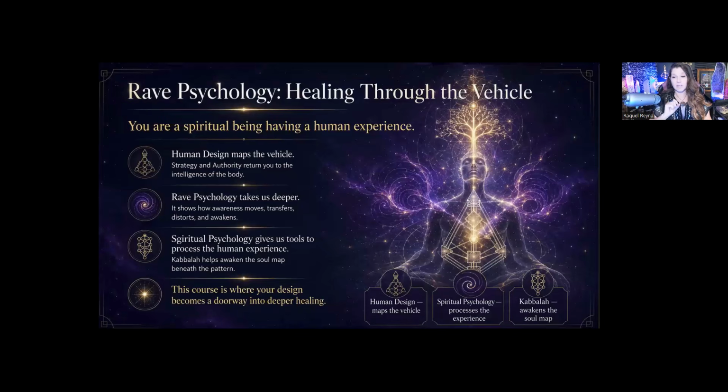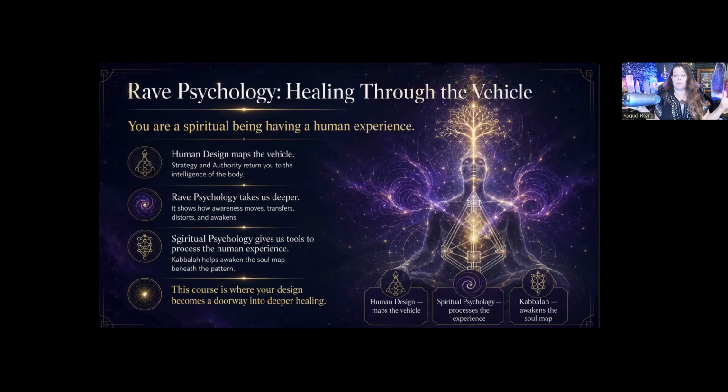One more piece. Rave psychology is really important for healing the vehicle. So ultimately, one thing that we're bringing in is that you are a spiritual being having a human experience. So even though human design is a map of the vehicle, the strategy, the authority, and the return the intelligence of the body, the rave psychology takes us deeper to show awareness and how our mind transfers, how our mind distorts, how therapy works, how the spectrum works a little bit.